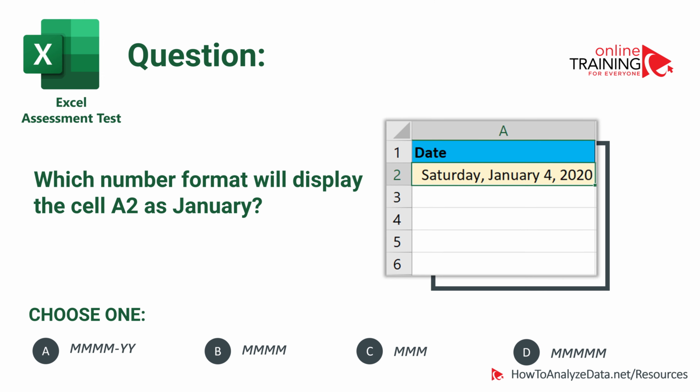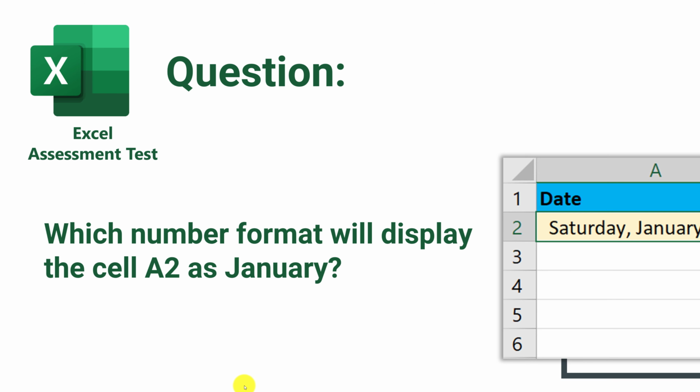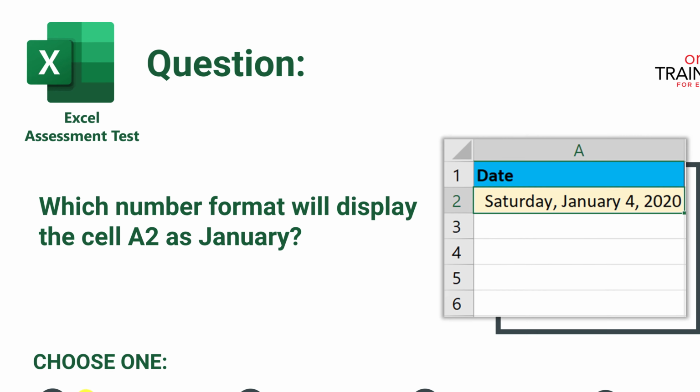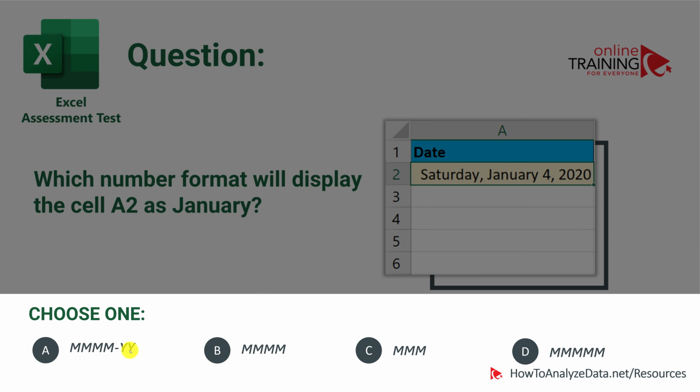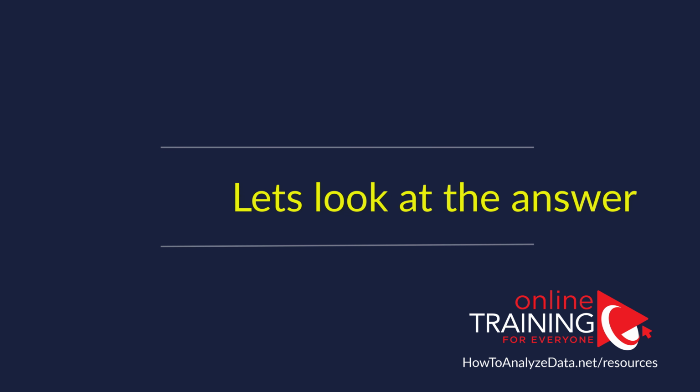Let's see how well you know Excel data formatting features, specifically custom formatting. Here's the question. Which number format will display the cell A2 as January? And there are four choices: A, MMMM-YY, B, MMMM, C, MMM, and then D, MMMMM. Which one do you think is the right one?